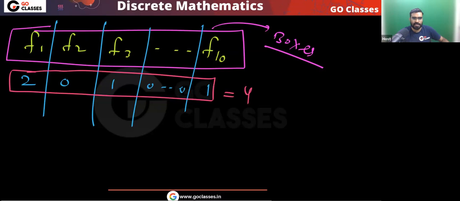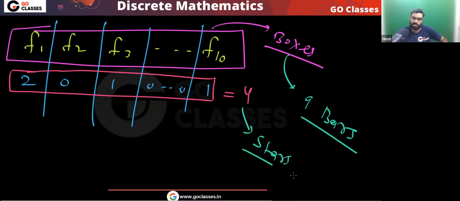So very simple, how many bars do you have? Total 10 boxes, so I can say total 9 bars are there. And these are the total 4 stars. So your answer will be 13C4, or I can say 13C9.